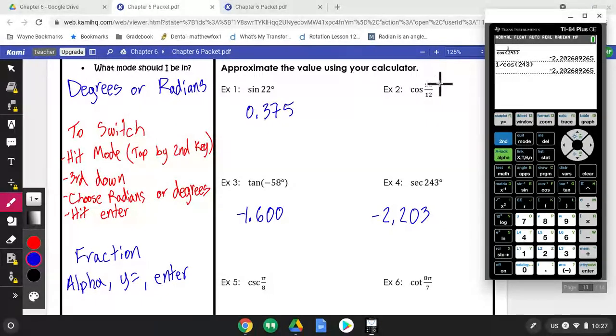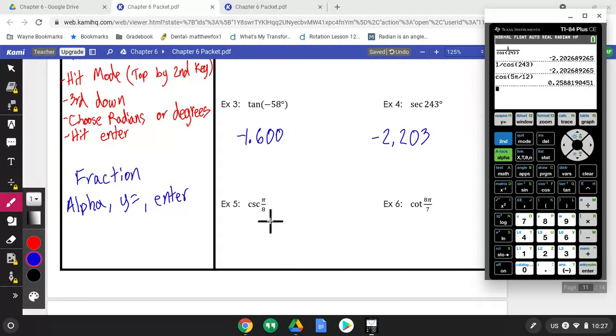Now, to find cosine of 5 pi over 12, that one is pretty easy. We just do cosine. And we want to be precise, so don't use 3.14 for pi. Instead, do 5, then hit second pi divided by 12. We close the parenthesis, hit enter, and there's our answer. If we round to the third decimal, 0.259.